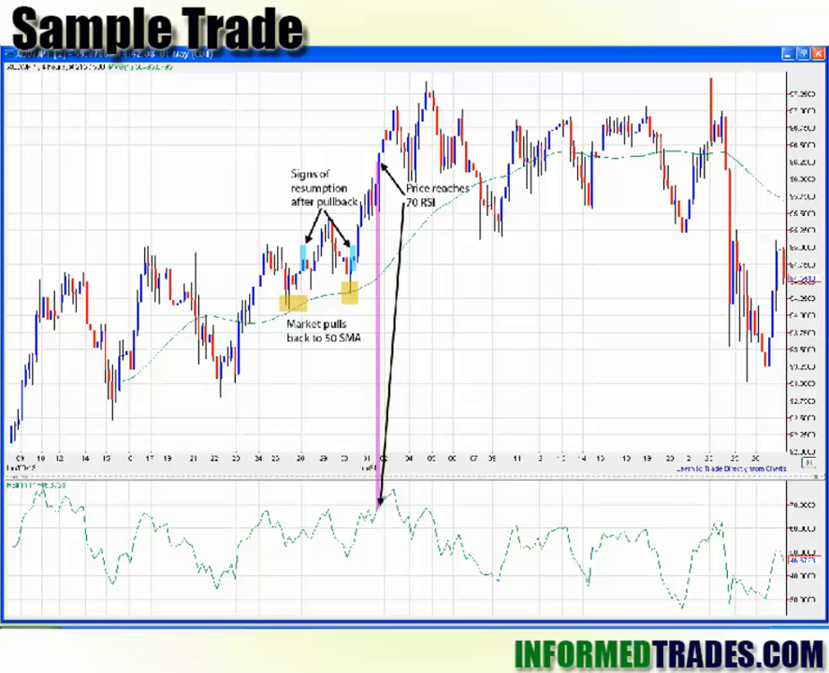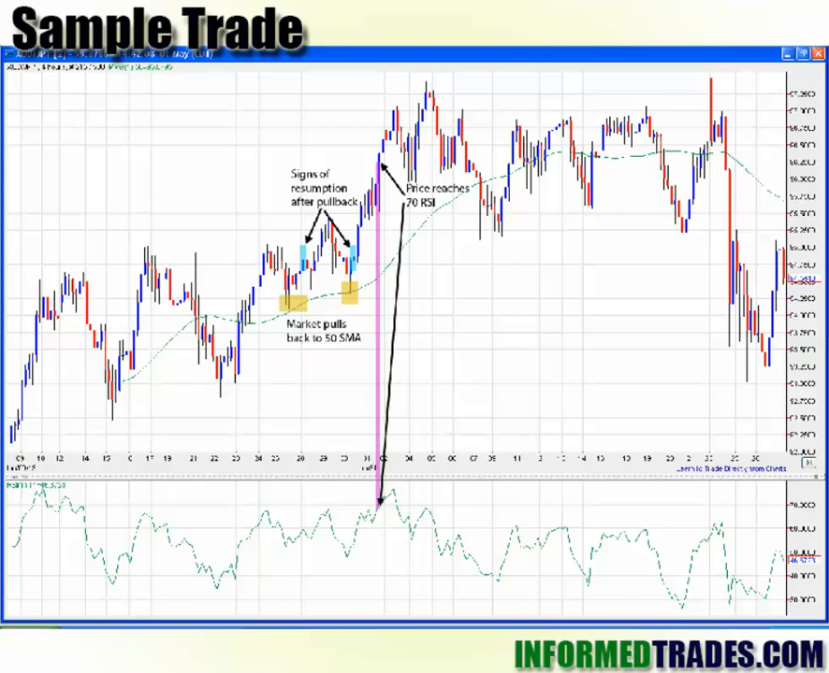So here's an example of all those concepts put together. This green line is the 50 simple moving average, so we see prices, basically from this point going forward, above that, all the way up until here. So we're looking to buy on pullbacks. The market rallies, then we have a pullback here to the 50 simple moving average, and that could be, if you're looking for clear rules, one way of looking at it.